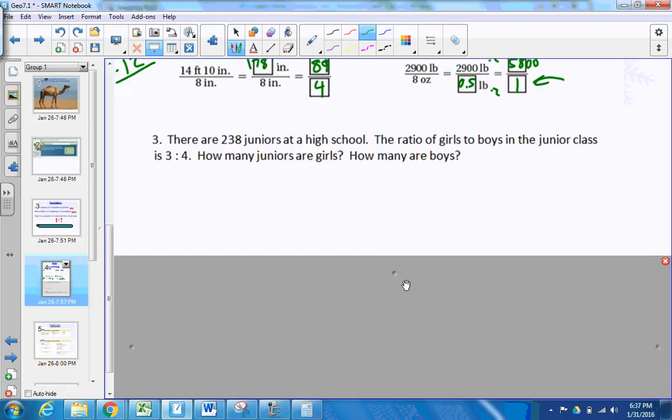Number 3 says there are 238 juniors at a high school. It's a big class. The ratio of girls to boys in the class is 3 to 4. How many juniors are there?